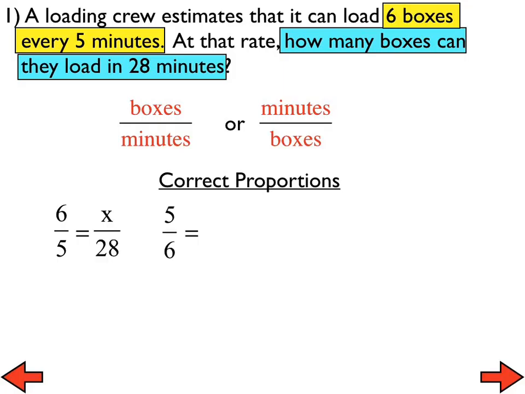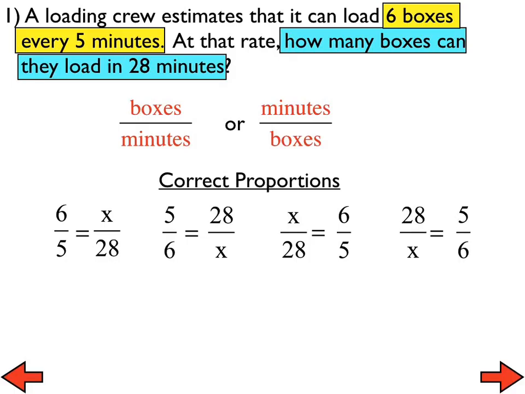If you flip the entire thing upside down and had minutes on top, it would look like this. This is still correct. Or if you wrote the x over 28 first, that is still correct. Or if you wrote the minutes on top and the 28 over x first, that is also correct. These are all the same proportion.